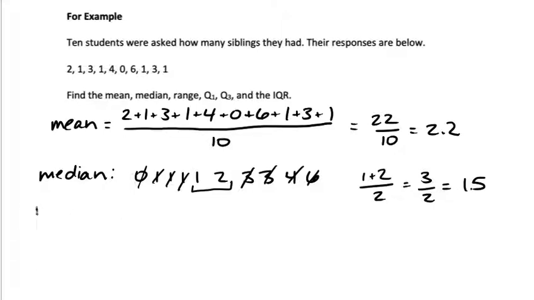The range: the highest value in the data set is 6, and the lowest value is 0. So the range is 6 minus 0, which is 6.